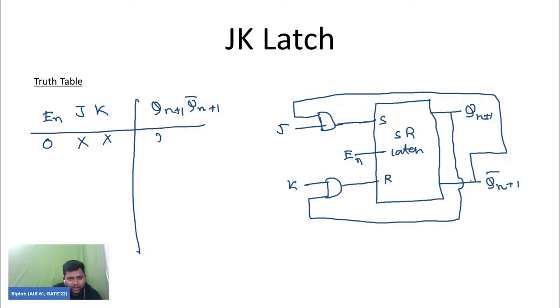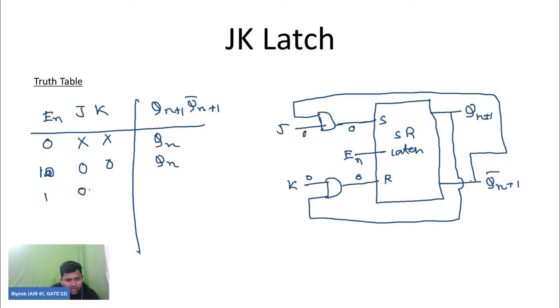Now when enable is one, and you have 00, look at this, what happens? You have JK as 00. So the output of the AND gate will be again 00. When in the SR latch you have input 00, your output will be again storage. This is the same as the SR latch. What is the difference? There is no difference here. Now let us try with 01.